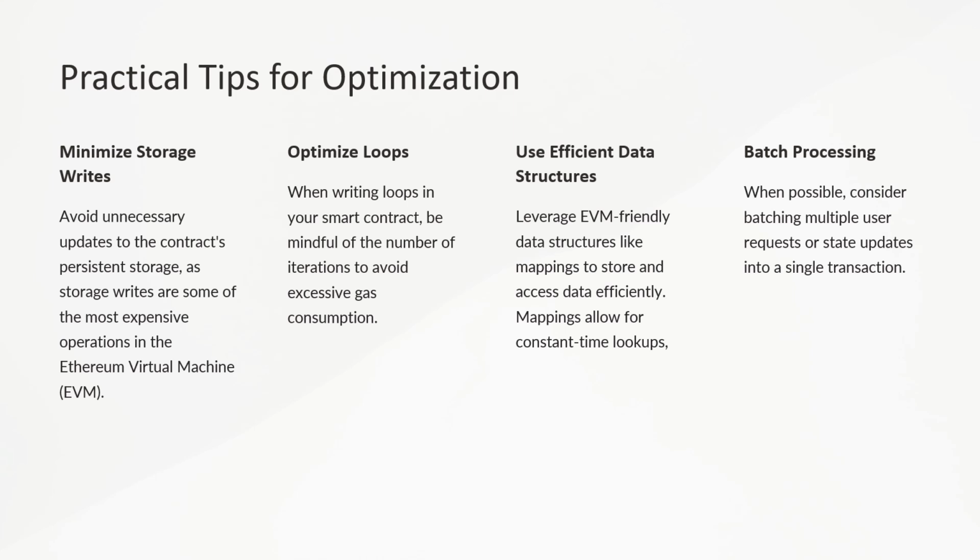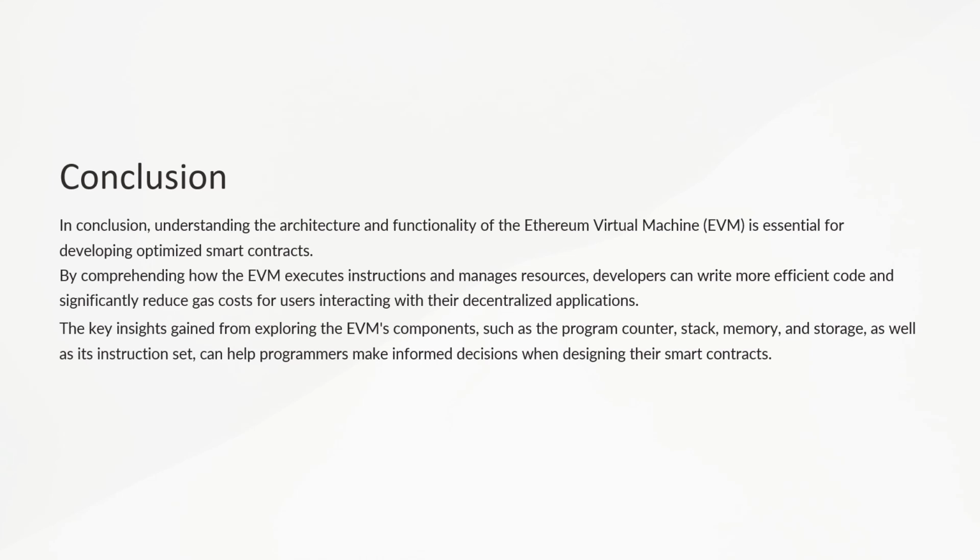When possible, consider batching multiple user requests or state updates into a single transaction. This can significantly reduce the overall gas cost per operation as the fixed overhead of the transaction is amortized across multiple changes. In conclusion, understanding the architecture and functionality of the Ethereum virtual machine is essential for developing optimized smart contracts. By comprehending how the EVM executes instructions and manages resources, developers can write more efficient code and significantly reduce gas cost for users interacting with their decentralized applications.